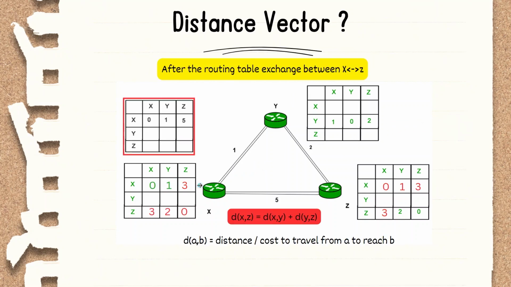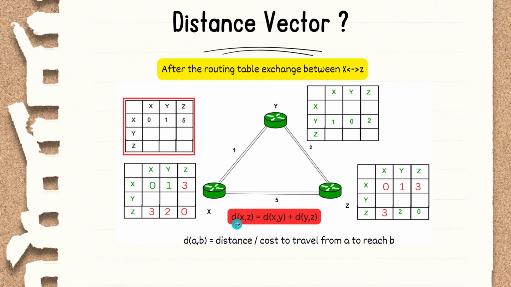So let's say after routing table exchange, we are running some dynamic routing protocol, and this router exchange is in the backend. So let's say the first exchange that is happening is between X and Z. So router X and router Z, they both exchange the routing table. So X advertises its own routing table to Z, and Z also advertises its own routing table to X.